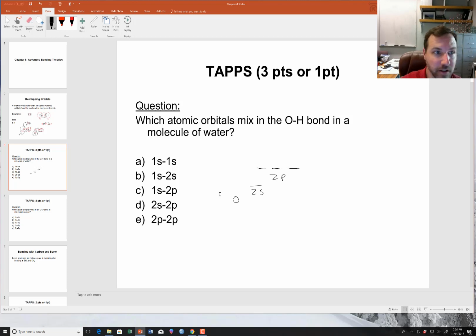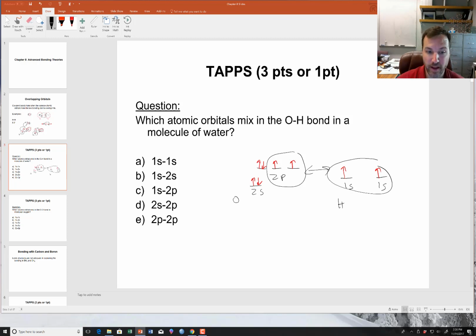we came up with a similar result, but now because oxygen in water has unpaired electrons in the p orbitals, and of course hydrogen has unpaired electrons in its 1s orbitals, then we're going to have a 1s 2p mixing in our OH bond. So the s orbital from hydrogen is going to be mixing with the 2p orbital from oxygen.